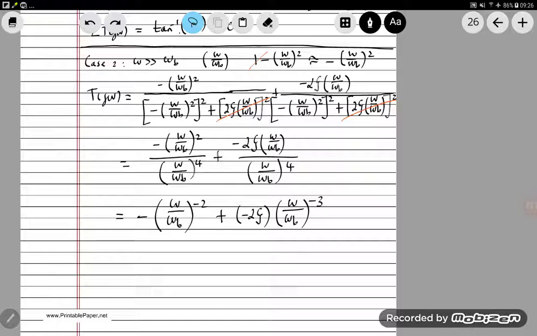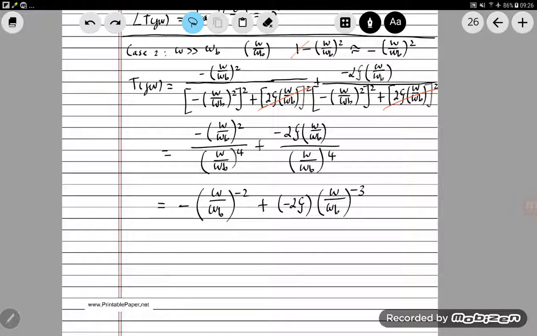From this we can find the magnitude and phase. So this is T(jω). Let's find the magnitude first. Of course, that is the square root of, sorry, I think I've missed a j over there. So that's the real part squared plus the imaginary part squared.